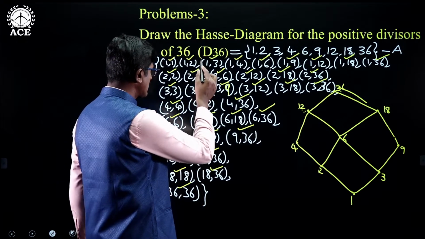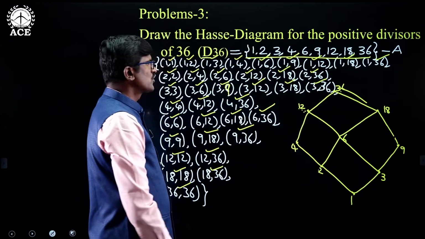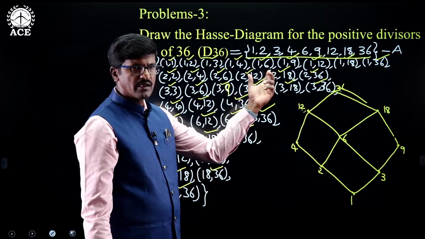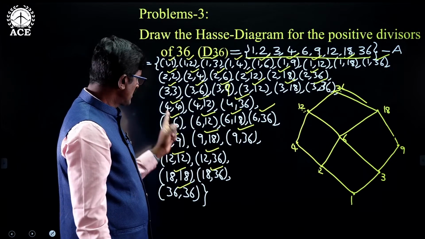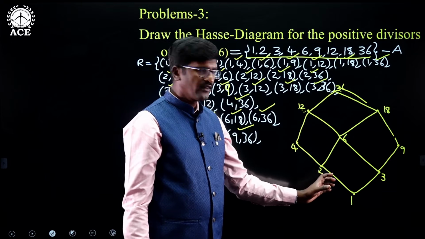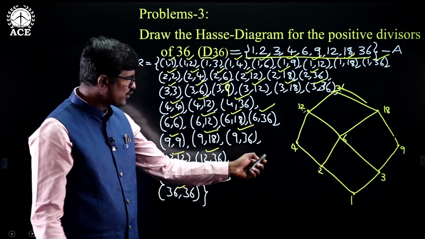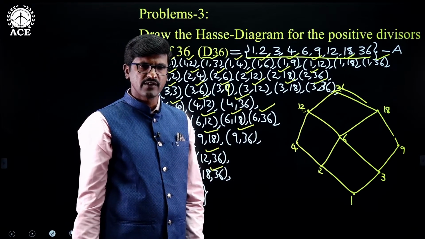If you take 36, these are all the positive divisors: 1, 2, 3, 4, 6, 9, 12, 18 and 36. And the relation between them is the divisibility relation. And you will have all these ordered pairs. If you represent all these ordered pairs in this graph by using three conventions, then you will get the Hasse diagram. This is the required Hasse diagram for the given positive divisors of 36.